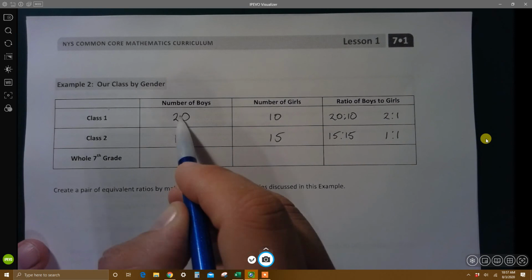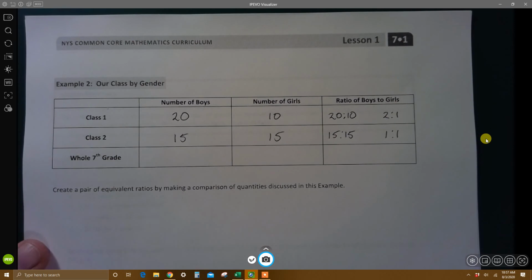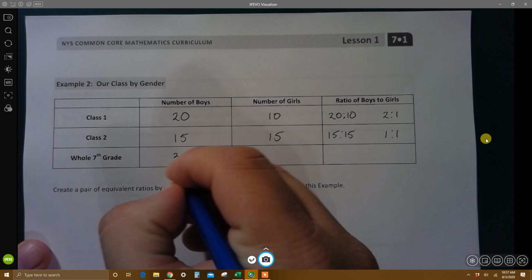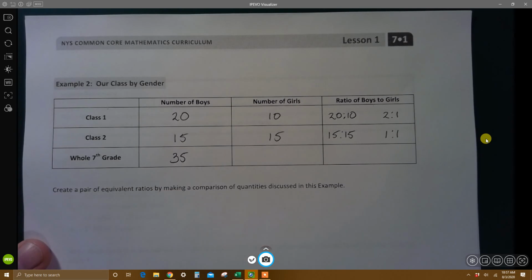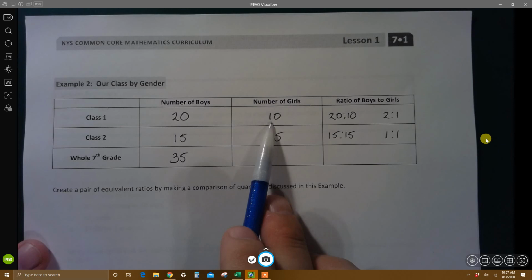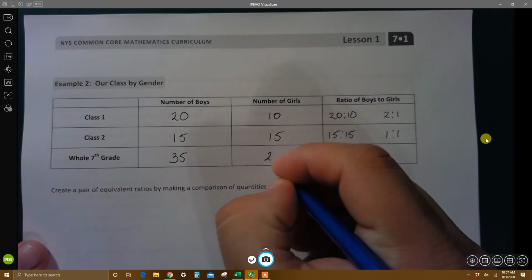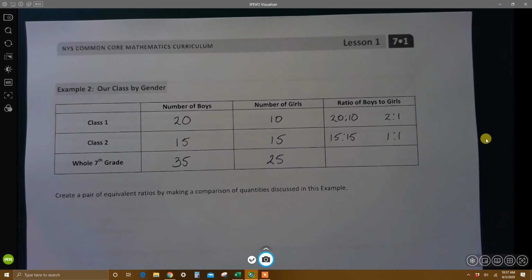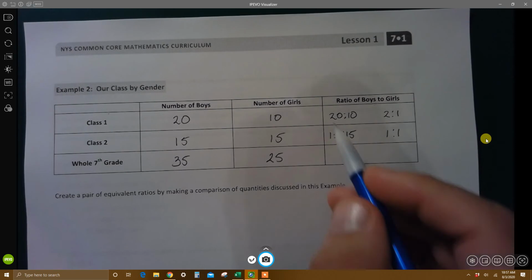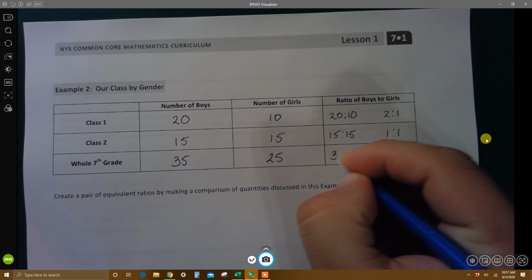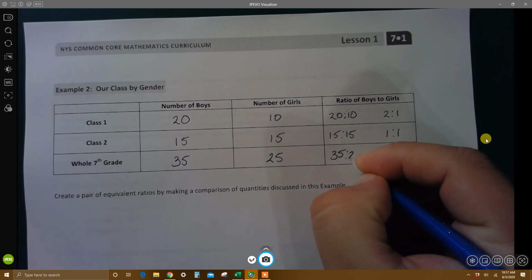So if there's 20 boys in class 1, 15 boys in class 2, that means in the entire 7th grade there are 35 boys, okay? Well, if there are 10 girls in class 1 and 15 girls in class 2, that's only 25 girls. Sorry, guys. You're kind of outnumbered here. Looks like the girls have the pickings. Well. All right, so the ratio of boys to girls is going to be 35 to 25.